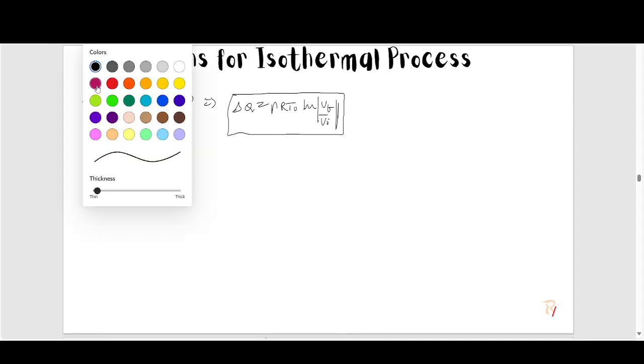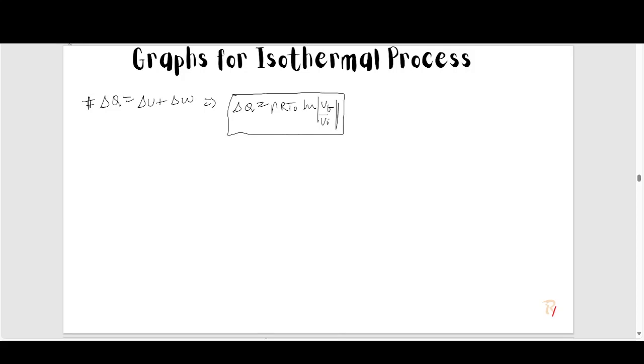Let me take the color. From this we can state del Q equals n Ct delta T, where Ct is the molar specific heat capacity at constant temperature. Ct equals del Q by n delta T. Temperature tends to 0, so from this we can say Ct is infinity. Ct tends to infinity.